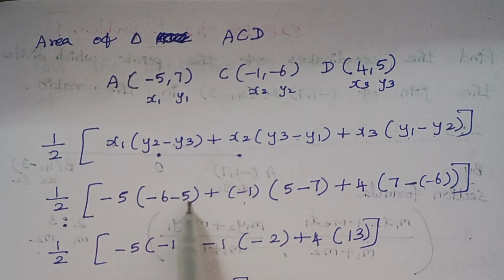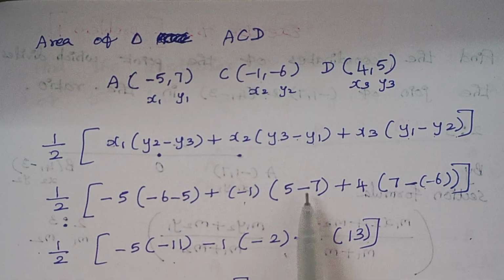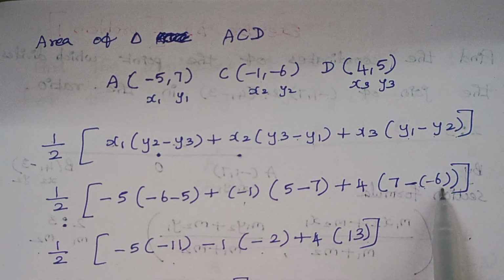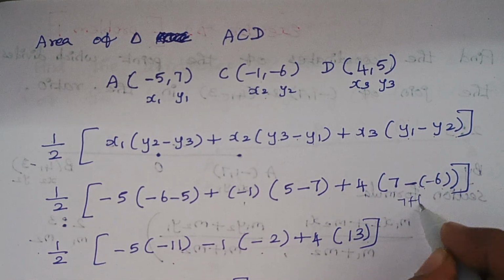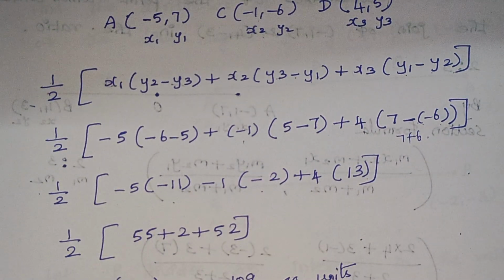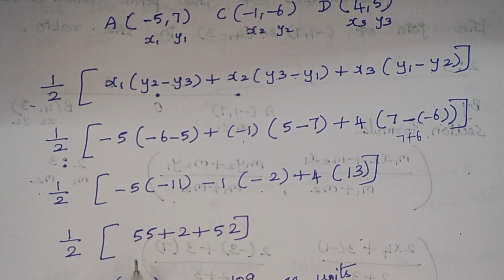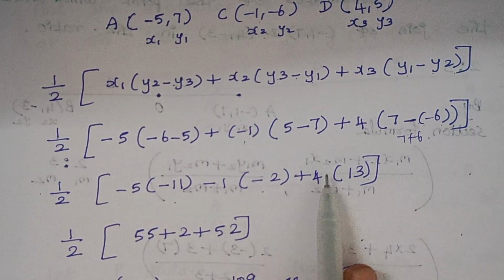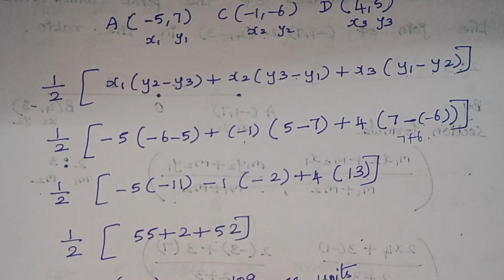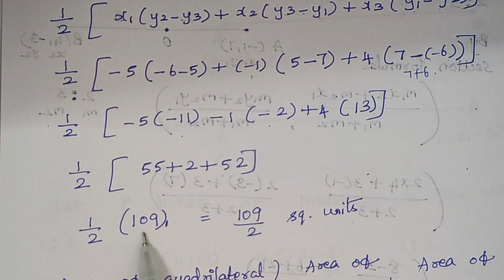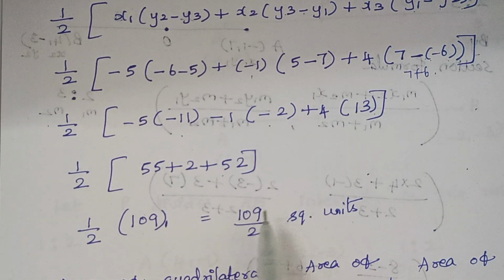So minus 6 minus 5 gives minus 11. 5 minus 7 gives minus 2 and 7 minus of minus 6 becomes 7 plus 6, which is 13. Now we are going to multiply. So minus 5 into minus 11 gives plus 55. Minus 1 into minus 2 is plus 2 and 4 into 13 gives 52. So again, once you add, you get the answer as 109, right? And the final answer is 109 by 2 square units, right?